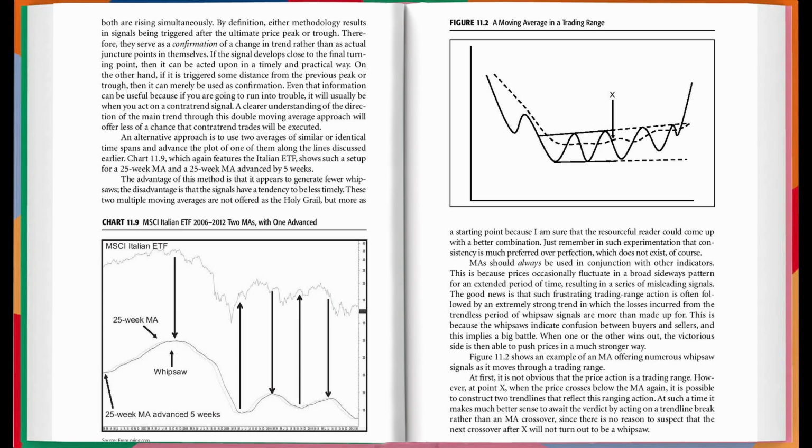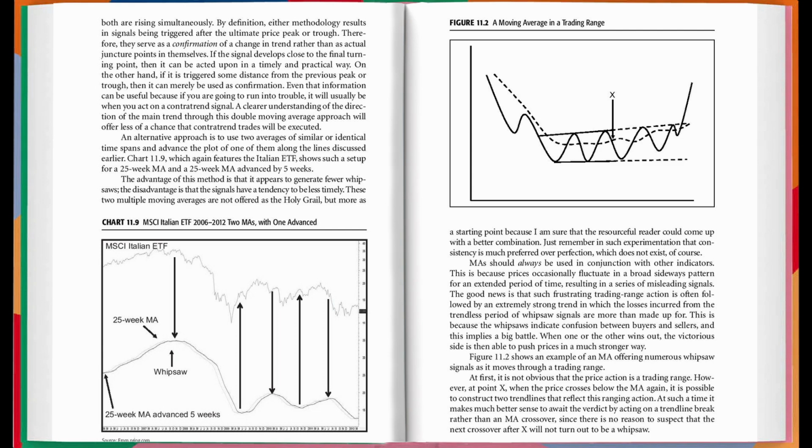Just remember in such experimentation that consistency is much preferred over perfection, which does not exist, of course. MAs should always be used in conjunction with other indicators. This is because prices occasionally fluctuate in a broad sideways pattern for an extended period of time, resulting in a series of misleading signals.